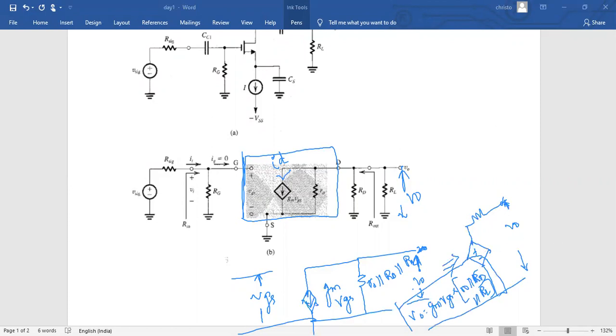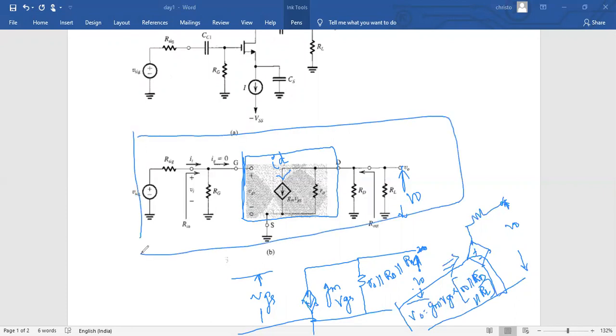Now we are going to see the overall voltage gain. From the circuit, we are going to find the overall voltage gain. We know what the overall voltage gain is. We are going to see the overall voltage gain.